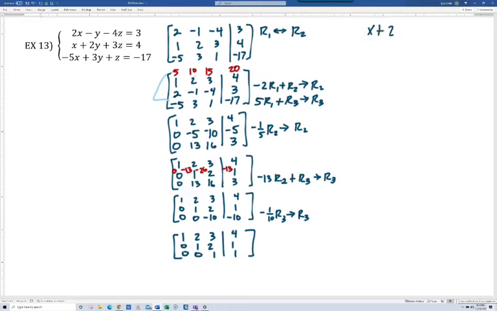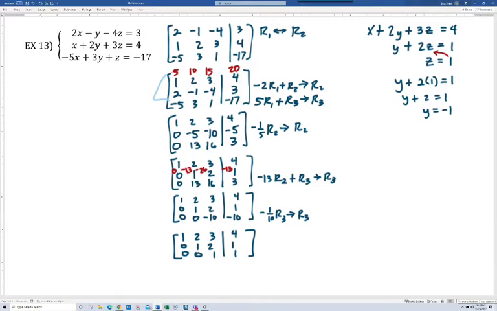So let me write the system here. We got x plus 2y plus 3z equals 4. That's from the first row here. And then y plus 2z equals 1 and z equals 1. And so again, we'll use back substitution. Let's substitute 1 in for z into the second equation. We get y plus 2 times 1 equals 1, or we're going to end up getting negative 1 there.